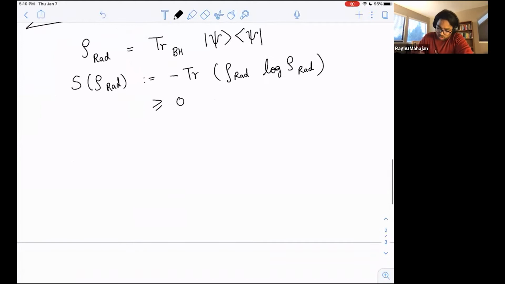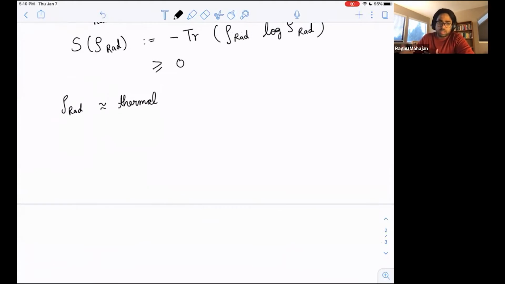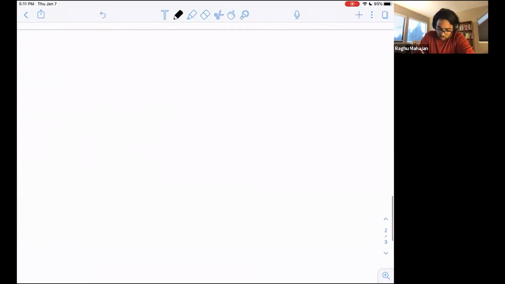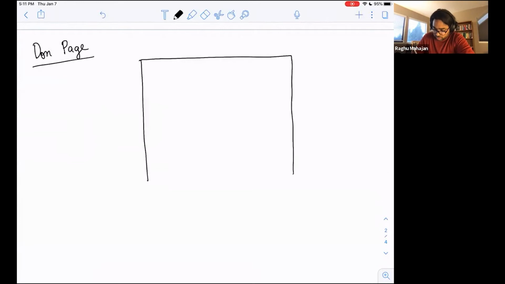Okay, so the fact that rho radiation appears to be a thermal density matrix just means that it has some non-zero entropy. Well, it doesn't mean just that. It means it's a mixed state, but one of the things a mixed state means is that its entropy is non-zero. Okay, so Don Page asked the question in the early 1990s, what does the entropy of Hawking radiation look like as a function of time? So we have time here. Let's say the black hole was formed at time t equal to 0, and it starts to evaporate by Hawking radiation. And let's say this is the complete time of evaporation, T evap.